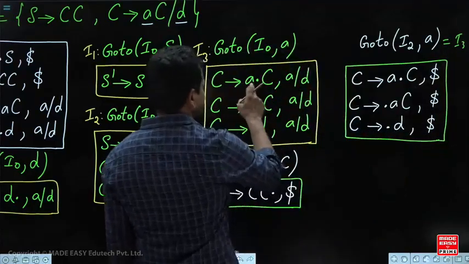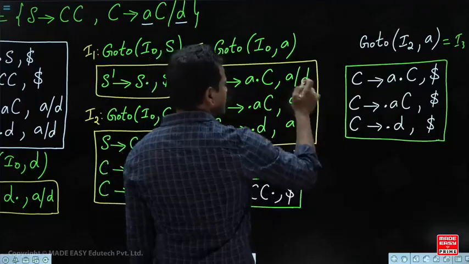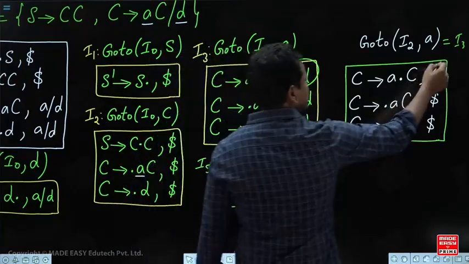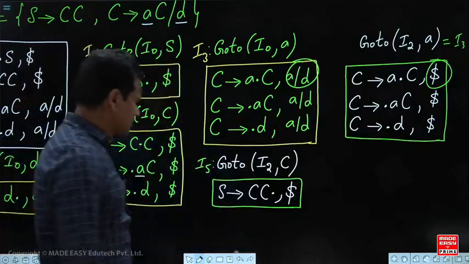But what is here? C dash A dot C here also, C dash dot AC here also, C dash dot D here also. But what is the look ahead here? A and D. What is the look ahead here? Dollar. So how could these two be the same? No, these two are not the same states.